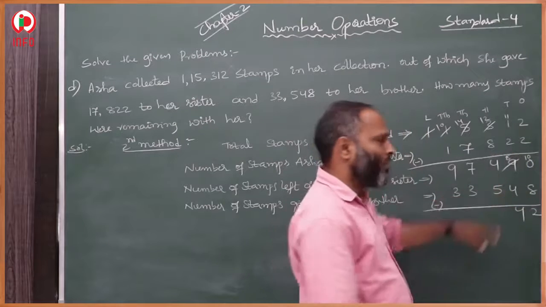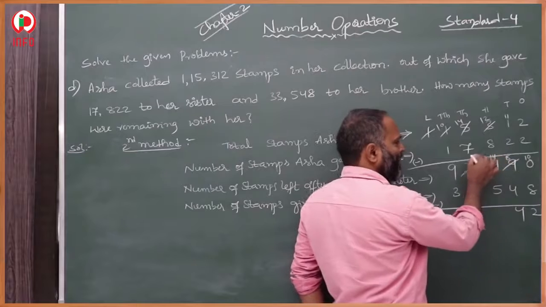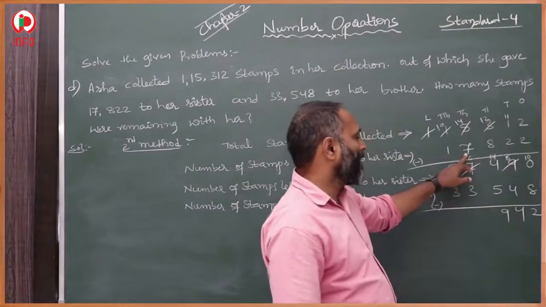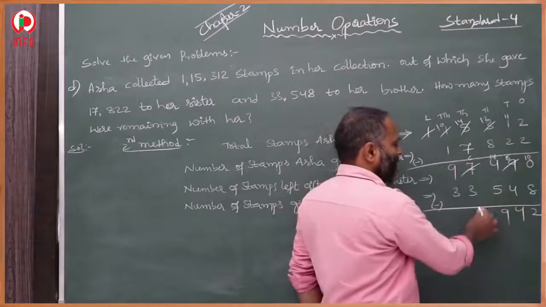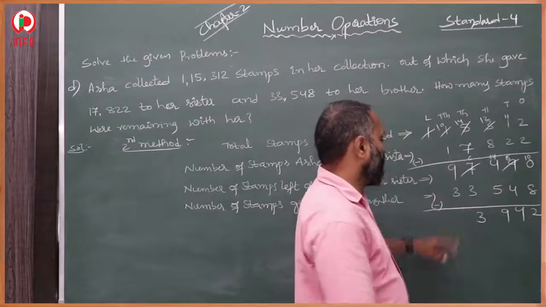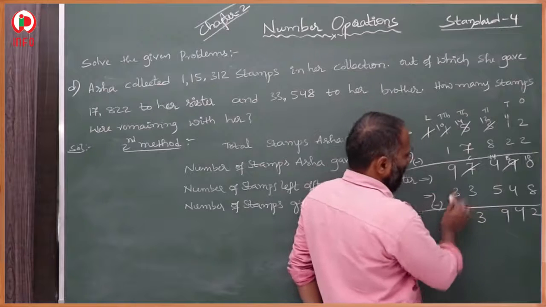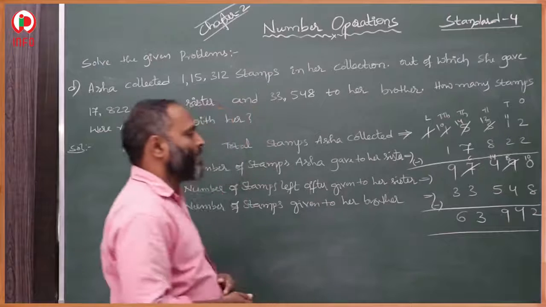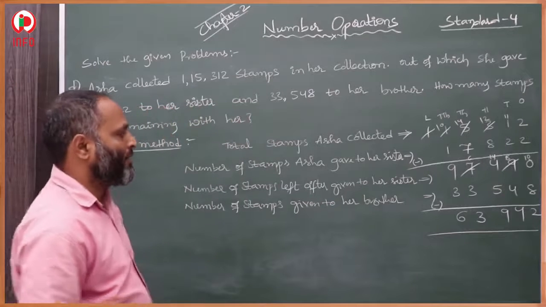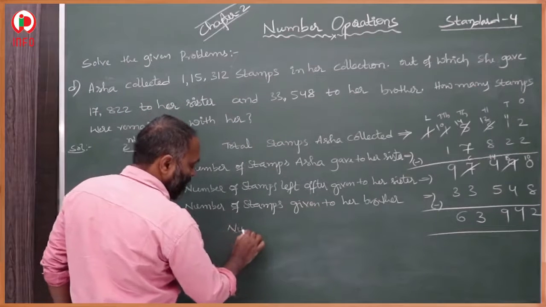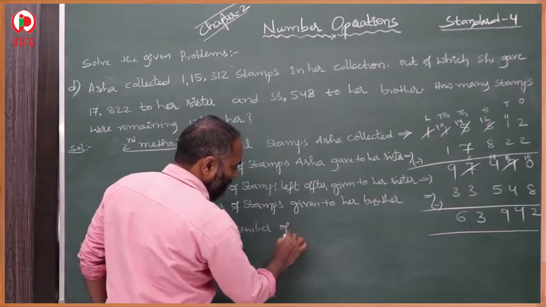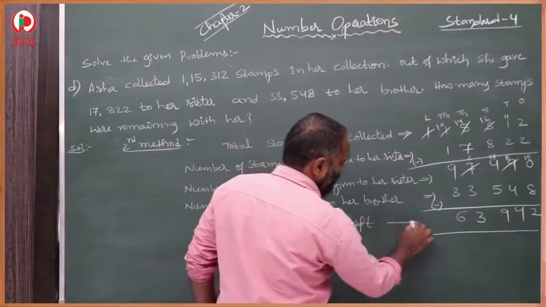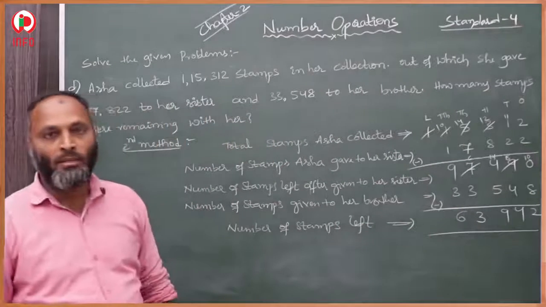This is a smaller number. Again borrow. Here 14, here 6. 14 minus 5 is 9. Here 6. Bigger number, bigger minus smaller. 6 minus 3 is 3. 9 minus 3 is 6. 63,942 stamps were left. Number of stamps left. This many stamps left. This is your answer.